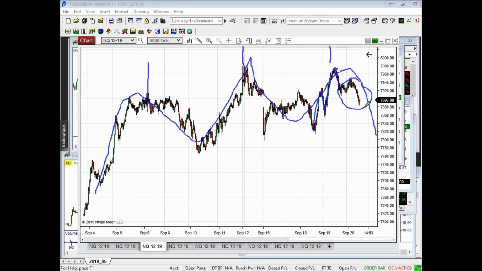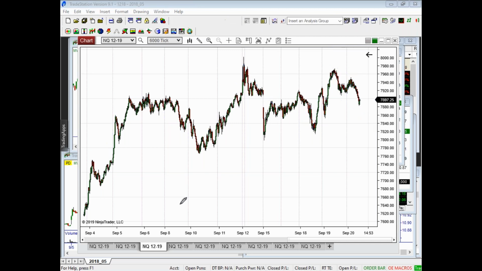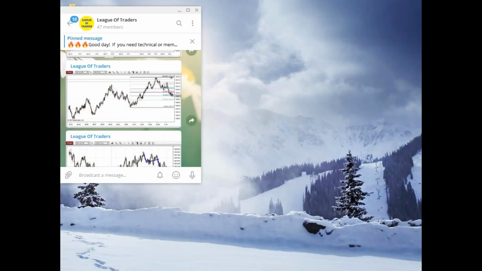So this is your retest entry. And then this morning, we had this nice two-way correction and it started to break down. And I posted in our League of Traders.